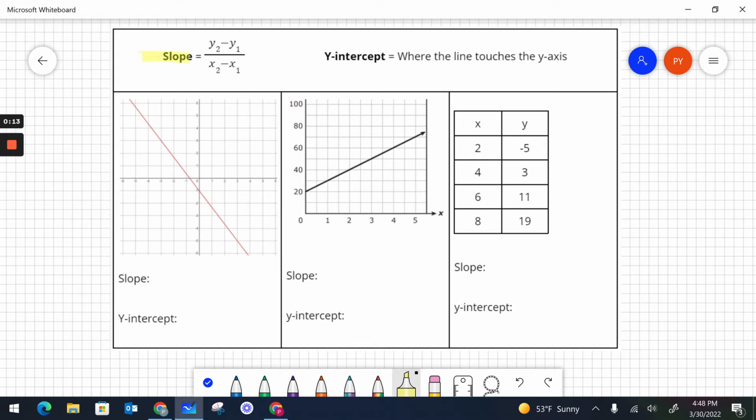Starting with the slope, the slope of the line is going to be the difference between two y values over the difference between two x values. This is the same thing as the rise, that's the change in y, over the change in x, which is also the run. The slope tells us how steep a line is.